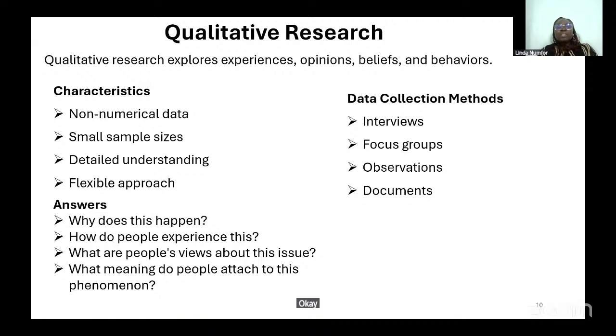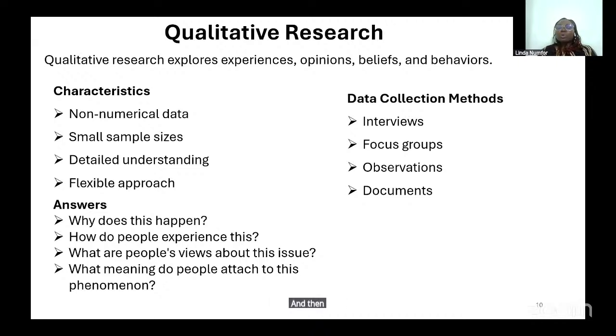Okay, so the type of questions that you have to answer when doing qualitative research is: why does this happen? How do people experience this? What are people's views about the problem? And what do these people mean? What do they understand? What is their idea? What is their belief about the problem?